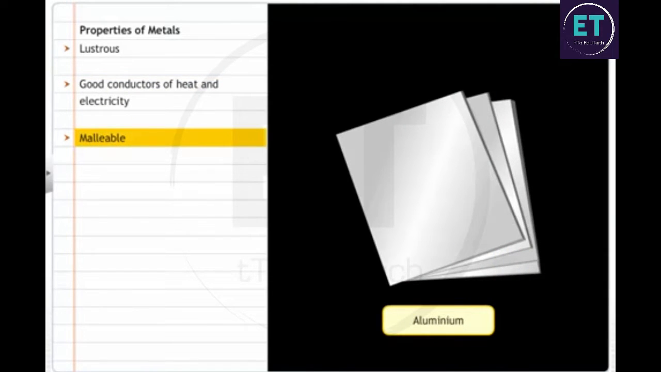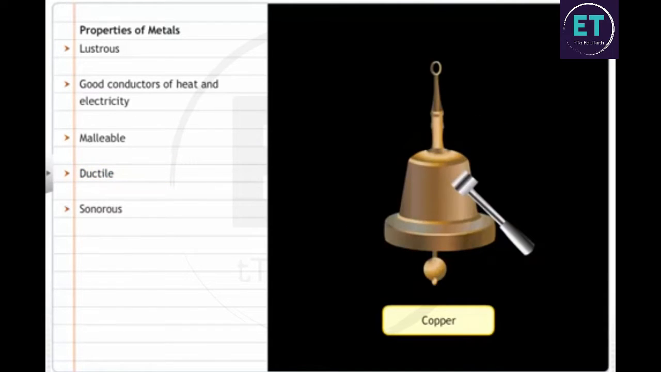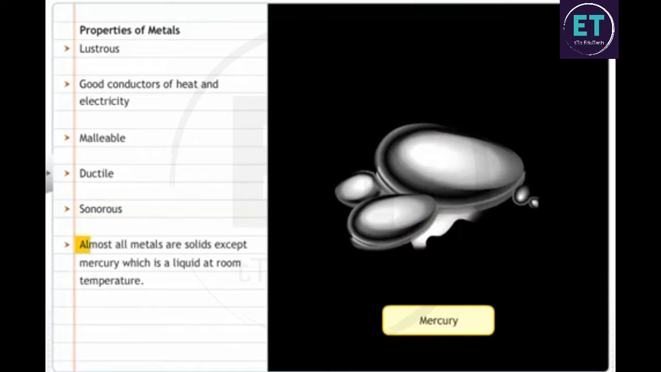Metals are malleable, meaning they can be hammered into thin sheets. For example, aluminium. Metals are ductile, which means they can be drawn into wires. For example, copper. Metals are sonorous. They give a ringing sound when they are hit by a hard iron rod. For example, copper. Almost all metals are solids, except mercury, which is a liquid at room temperature.